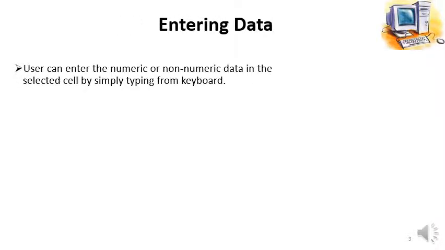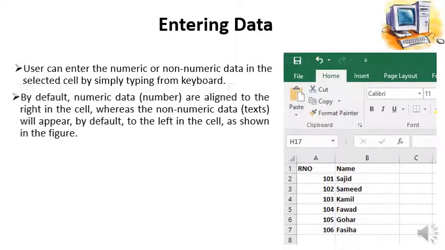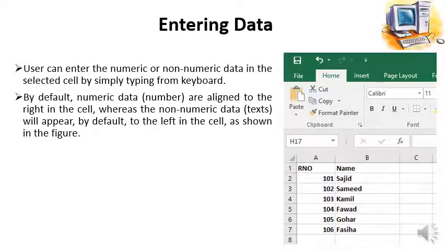Entering data. The user can enter numeric or non-numeric data in the selected cell by simply typing from the keyboard. Yes, input is provided by using the input device, that is the keyboard. By default, numeric data, that is numbers, are aligned to the right in the cell, whereas non-numeric data, that is text, will appear by default to the left in the cell, as shown here in this figure.